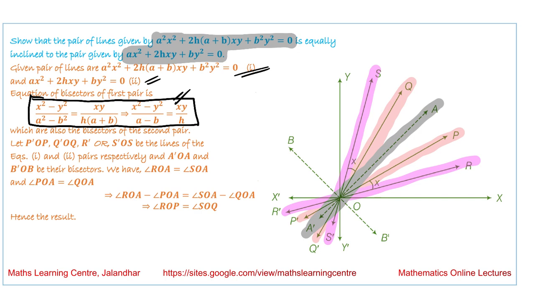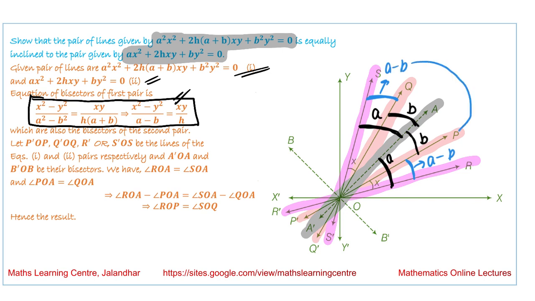Now we have to prove that both these lines are equally inclined to each other. So look at this angle over here. Suppose this angle is A, and the measure of this angle is B. Similarly, the measure of this angle is A, it is the angle bisector over here, and the measure of this angle is B. So what we obtain is that this angle is A minus B. Similarly, this angle is A minus B. So both these angles are equal to each other, and this is what we have to prove. This is the result that we have to prove.